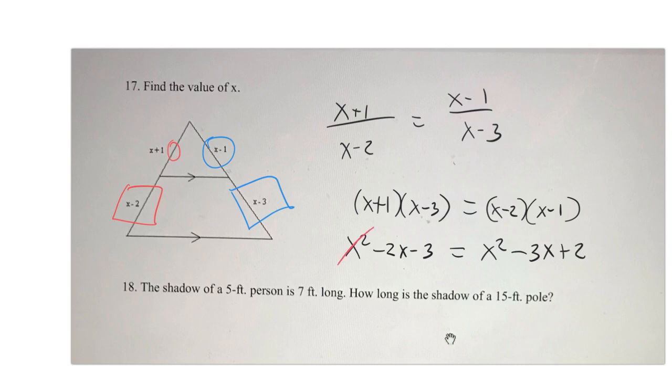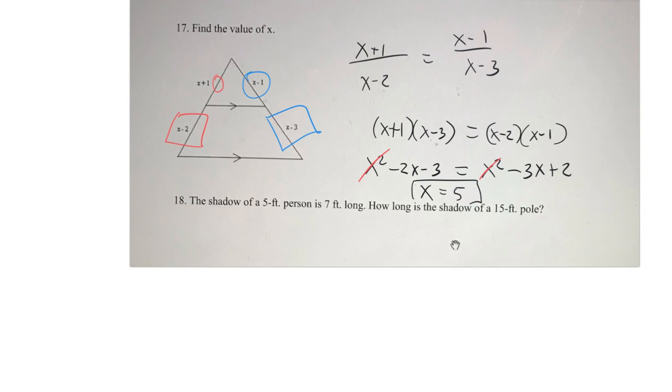At that point, we can cancel the x squared terms, and we would have, of course, negative 2x minus 3 equals negative 3x plus 2. Let's commit to having the x's on the left, and I could add 3x to both sides. That gives me x on the left. I could add 3 to both sides, and that's going to give me 5 on the right. Okay, so that's how that would work.